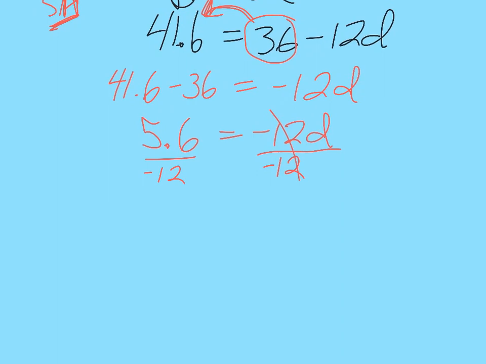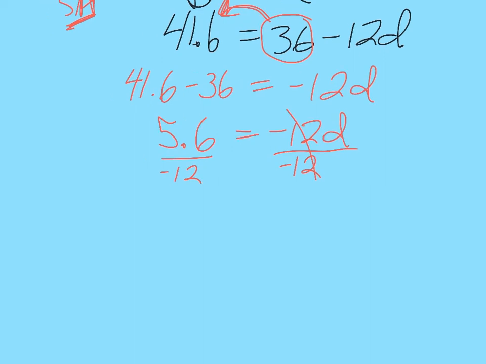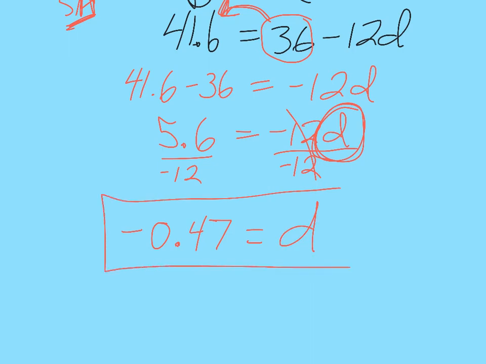So now I'm going to go to my calculator again. 5.6 divided by negative 12, and I have negative 0.47, I'll round off, equals, on the right hand side, d all by itself. So there is my final answer.